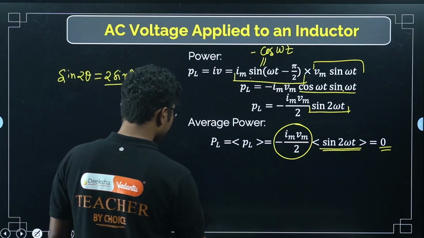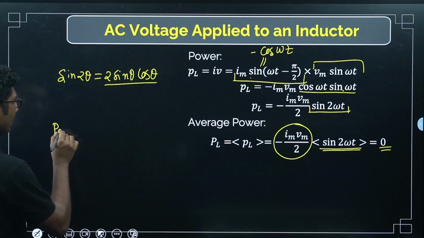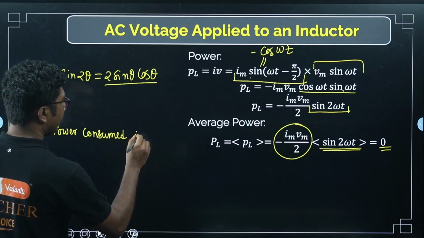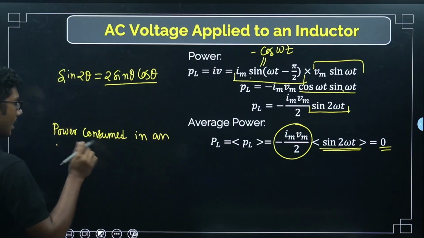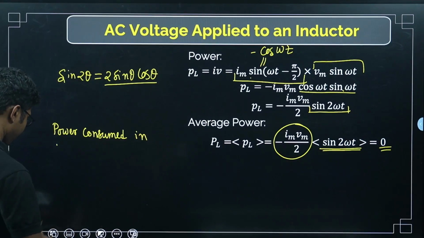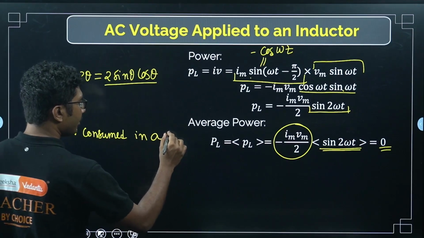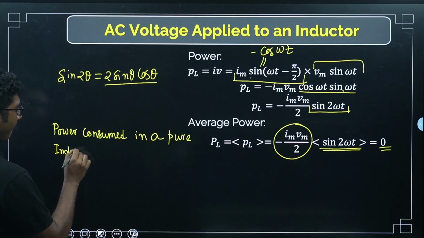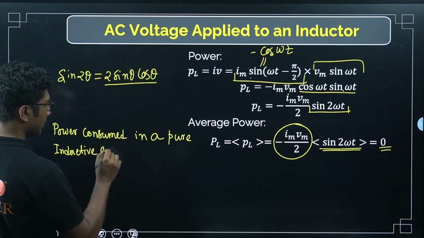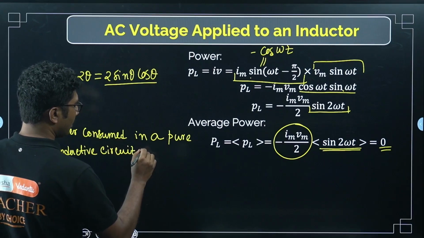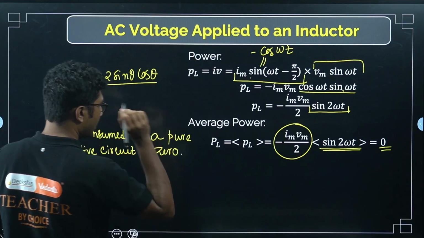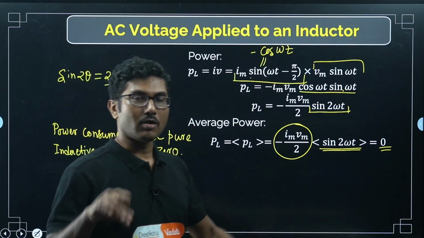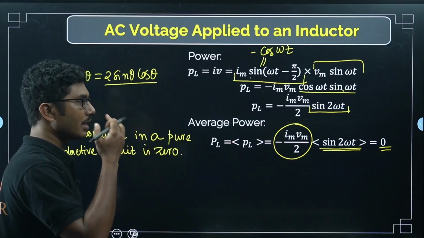So the power consumed in a pure inductive circuit is 0, right? Pure inductive means nothing else is connected, only the inductor is connected. That is called a pure inductive circuit.